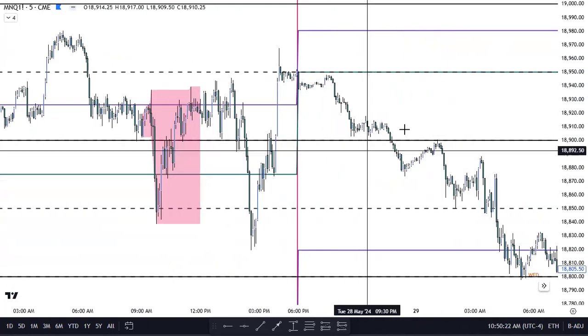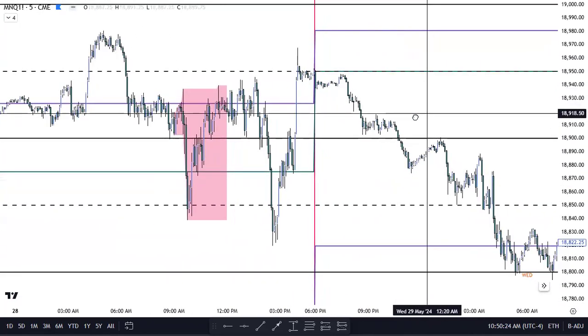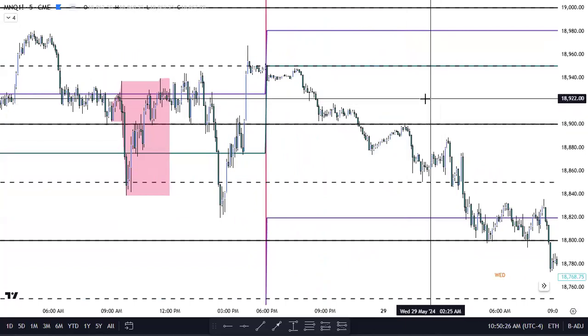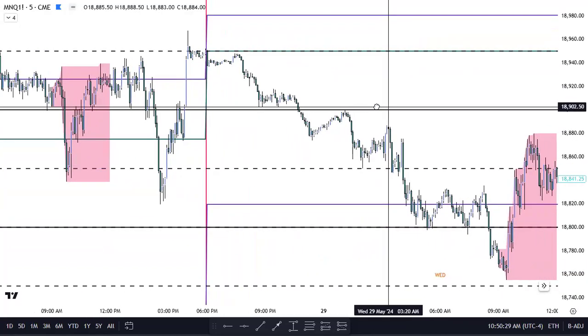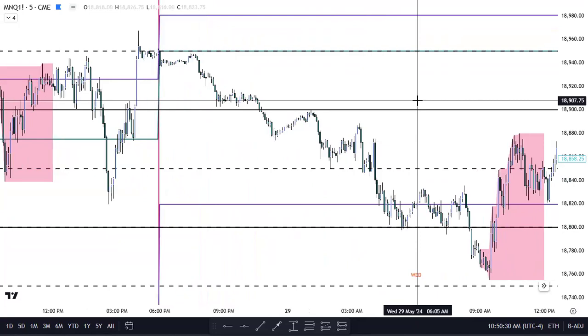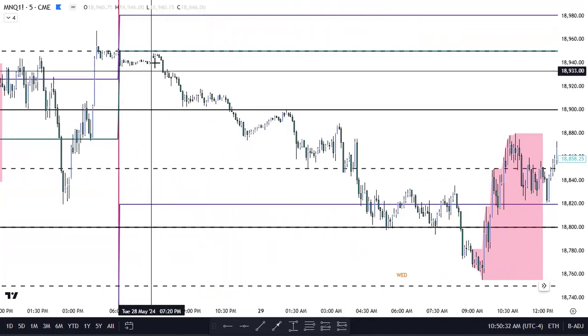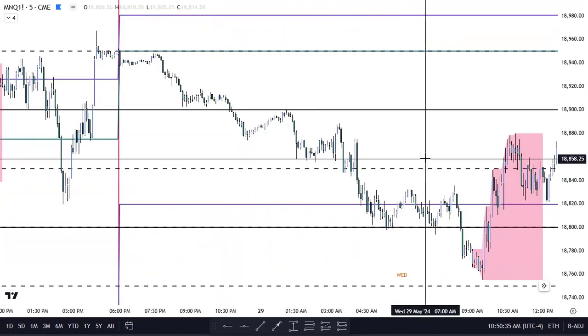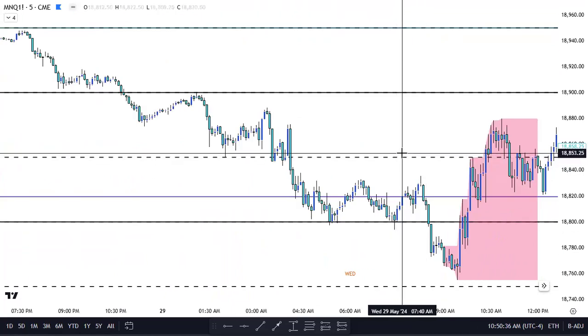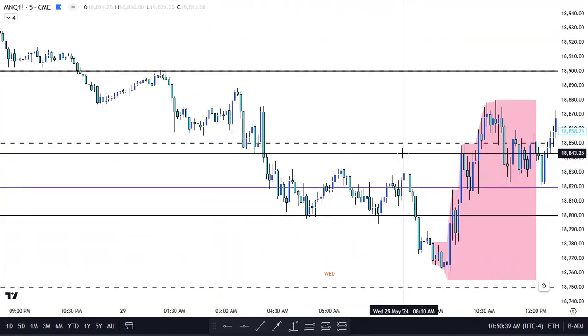All right, going into Wednesday, we can see that once the session opens up during the Asian session, the market just started dumping. So when we're coming into our New York session, we notice that our previous day's low has been triggered.